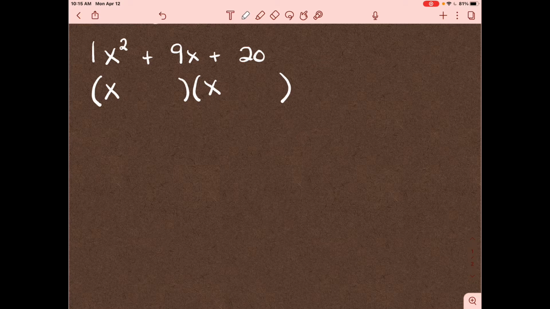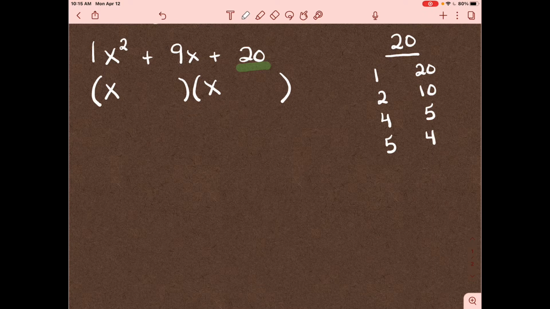To get the rest of it, we're going to start by looking at this number right here, this 20. We are going to look at factors of 20. We could do 1 times 20. We could do 2 times 10. 3 doesn't go into 20, but 4 does. And 5 times 4 is 20. Now, here's a little hint. Whenever you get to something that repeats backwards, the last thing you just did, you can know that you are finished factoring. We don't really need to repeat ourselves.